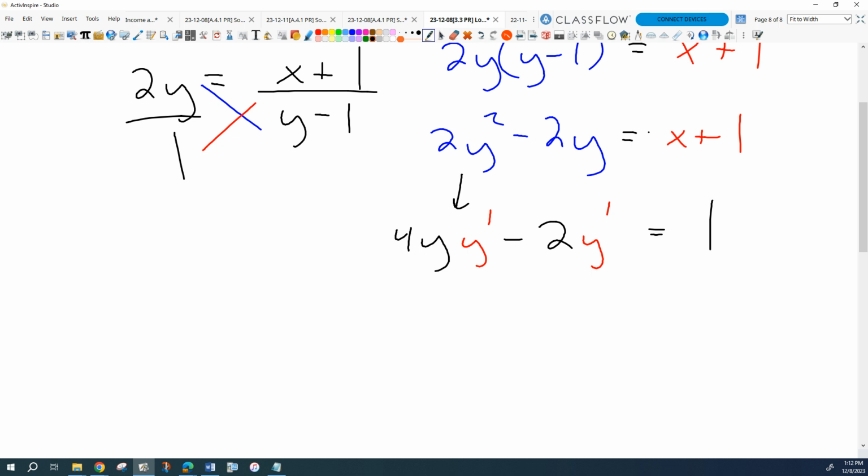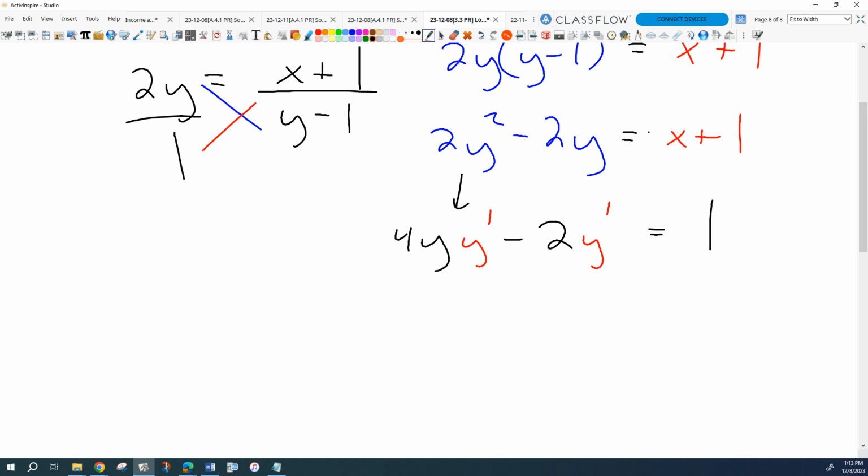Equals 1. Solve for y prime. Now it's no big deal, right? Just factor out a y prime on the left and divide everything else away to the right side. Okay? What else?